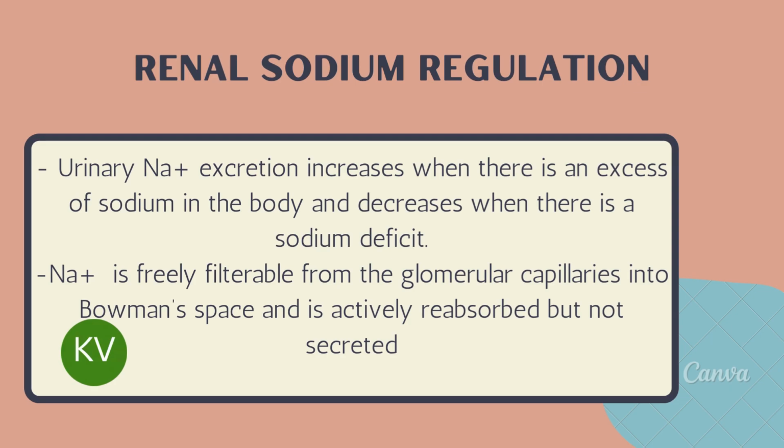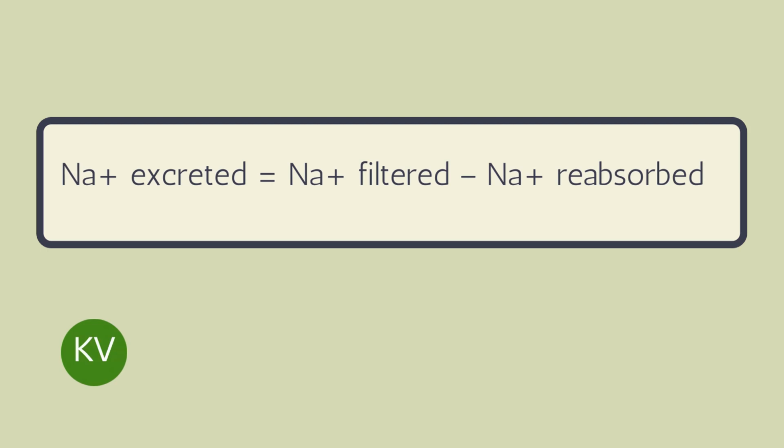Sodium is freely filterable from the glomerular capillaries into Bowman's space and is actively reabsorbed but not secreted. As you can see on the screen, there is an equation stating that the sodium excreted is equal to the sodium filtered subtracted by the sodium reabsorbed. The kidneys can adjust sodium excretion by changing both processes on the right side of the equation. For example, when total body sodium decreases for any reason, sodium excretion decreases below normal levels because sodium reabsorption increases.